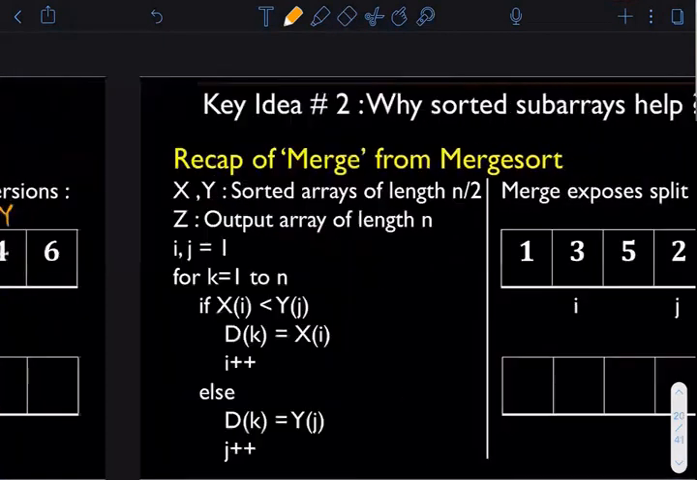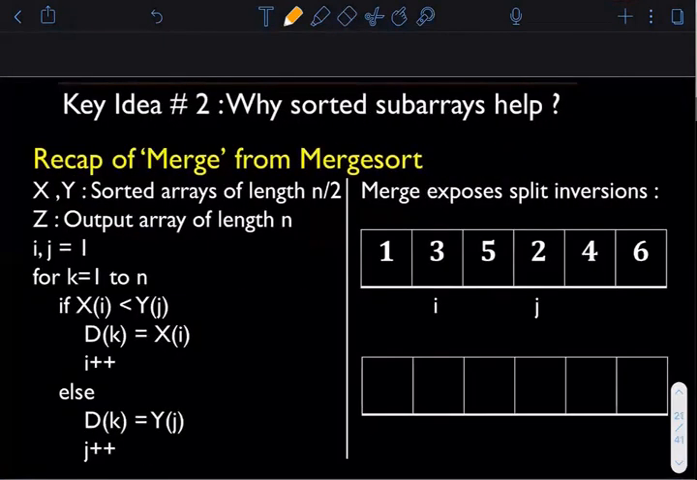What happens next? I advance i. I don't advance j yet, because j is pointing towards the element 2, but that has not yet been placed in the final output array. I again do the same thing. I compare x of i and y of j, and now I see that y of j is actually smaller than x of i. So as far as the merge subroutine is concerned, it will ask me to dump 2 in the output array. But now we make an observation.